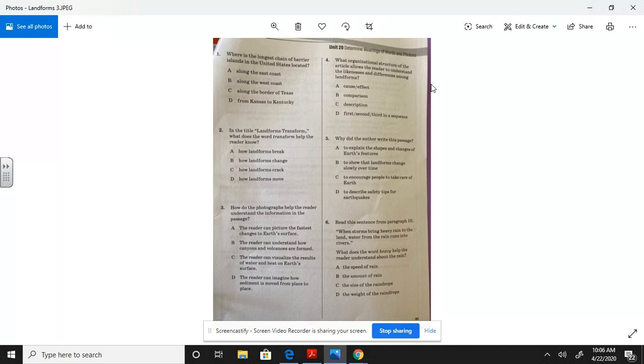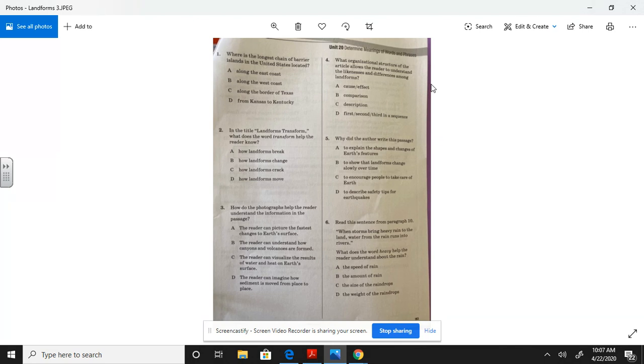Number four, what organizational structure of the article allows the reader to understand the likenesses and differences among landforms? Is this cause and effect? Does it tell us what causes certain landforms and what effects different weather patterns have on landforms? Sure. Does it compare different landforms? It does do that. It talks about what different landforms do. Does it give us a description of the landforms?